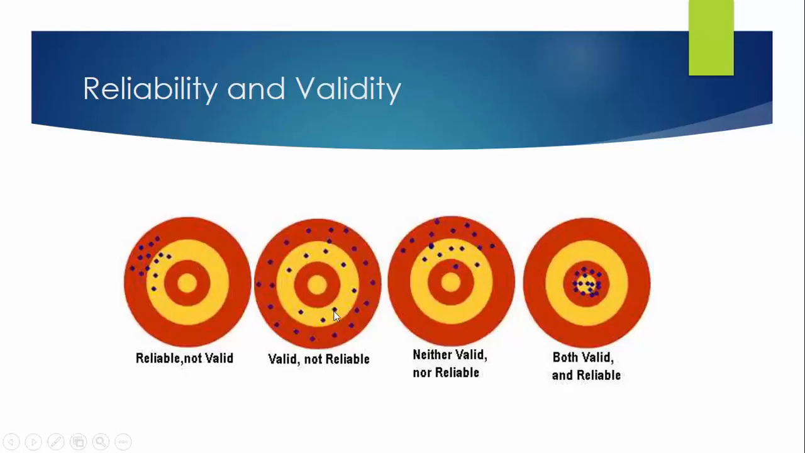You have valid but not reliable, where the measurements are all on the target and circle around a core point, but it's not reliable because they're all over the place and not consistent. Then you have tools that are neither valid nor reliable, which you should never use. Those are not focused around the target, and they're also not consistent or together. Your desirable form of data collection is going to be both valid and reliable. It's going to be focused on the target, and it's going to consistently hit the bullseye.